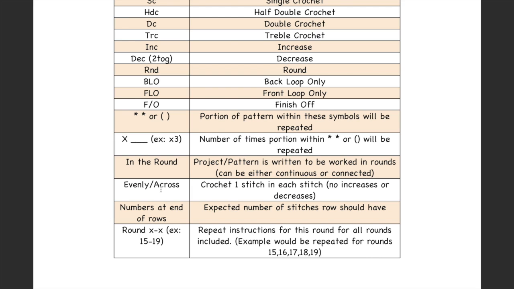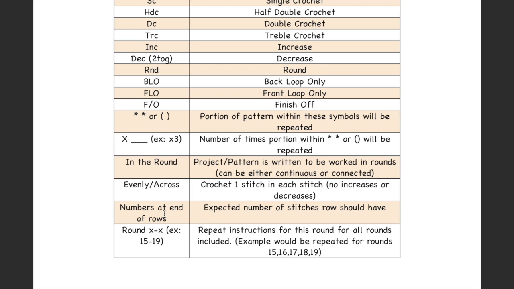Evenly or across just stands for no increases or decreases. That just means, if you're single crocheting, you're going to single crochet in each stitch all the way around. If you're double crocheting, you're going to double crochet in each stitch all the way around.